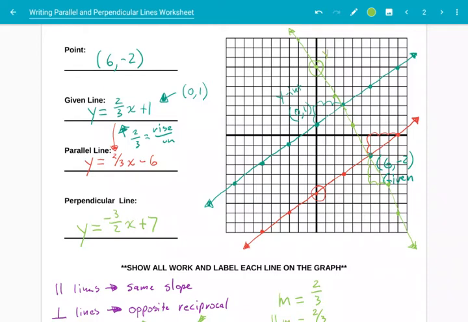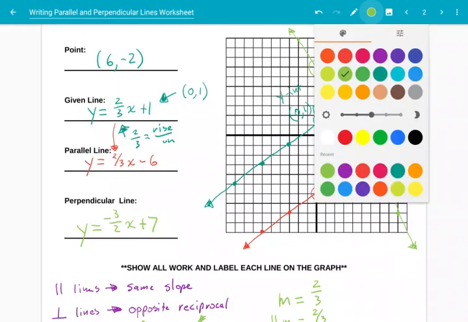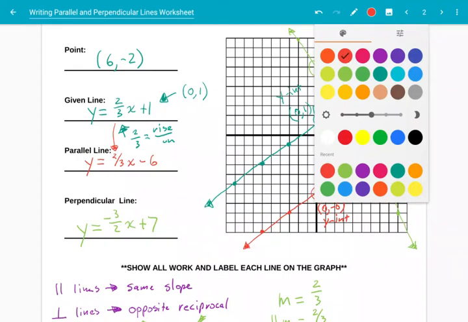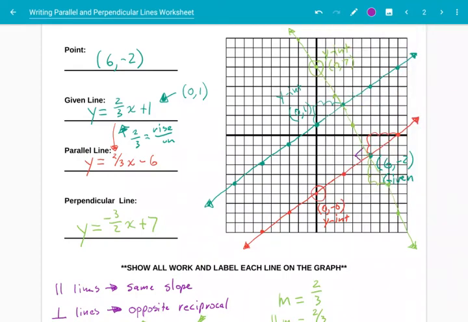So this is the y-intercept for the perpendicular line. That's (0, 7). And then here's the y-intercept for the parallel line. That is (0, minus 6). There's the given point, and there's the other one. Okay, and notice that perpendicular lines, of course, form right angles here. You'll learn about that in geometry.